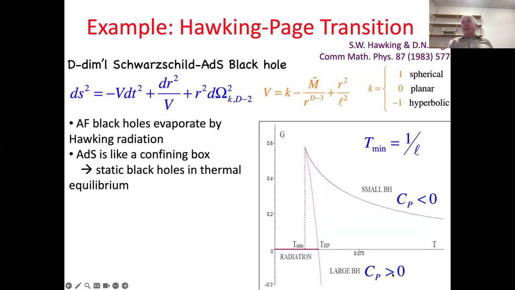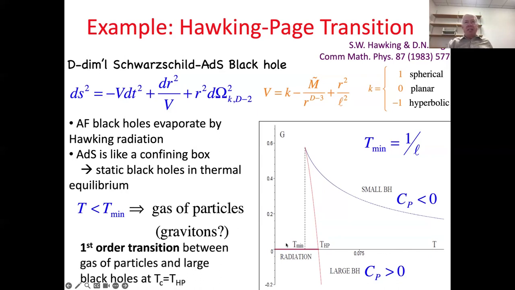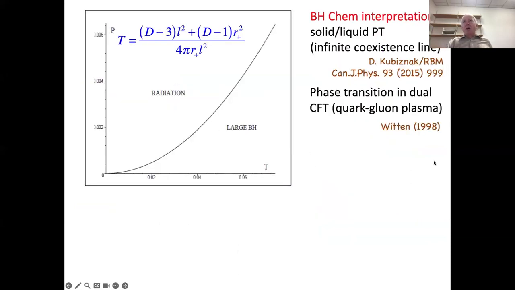Once you're in that state, there are two kinds of black holes. The small ones have negative specific heat, like their asymptotically flat counterparts do, but the large ones have positive specific heat. So when you're below T min, you can only have a gas of gravitons, perhaps, that's thermal AdS. In this zone here, it's possible to have either radiation or a black hole, but the black hole is thermodynamically unstable. And when you're over here, the black hole is thermodynamically stable. All right.